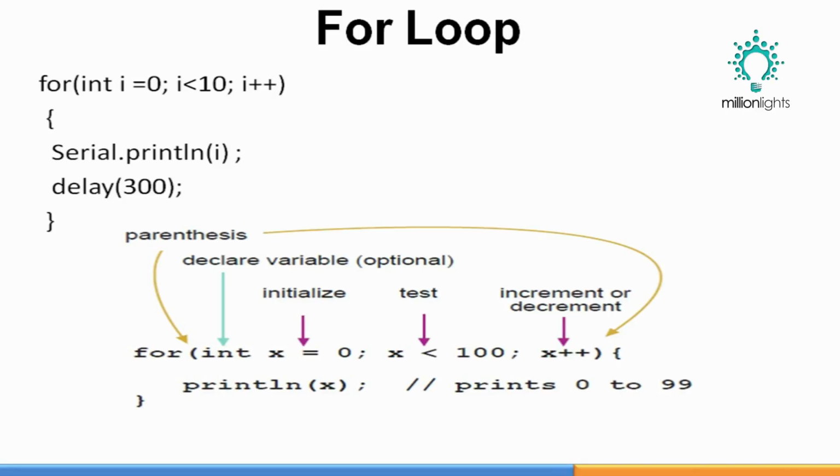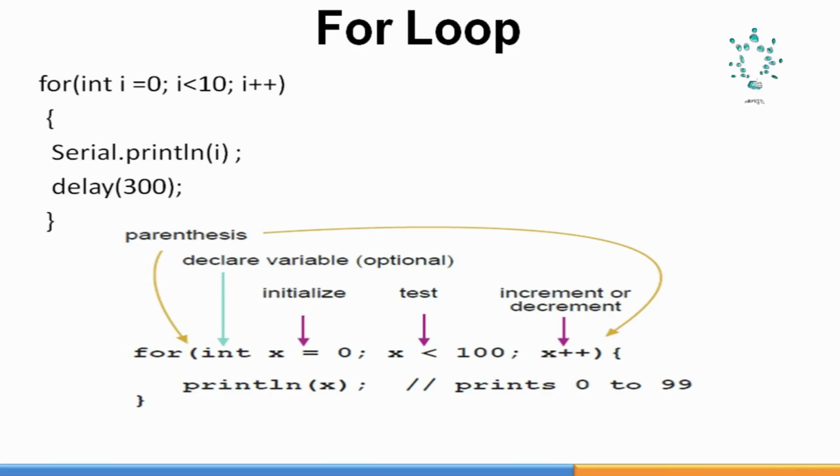Initially the value of i will be 0, and then we check the condition that i is less than 10. 0 is definitely less than 10, so we go inside the for loop, and whatever is written inside the for loop is executed. The thing that we have written here is Serial.println, and inside it I have written i. Therefore I am printing the value of i, that is 0.